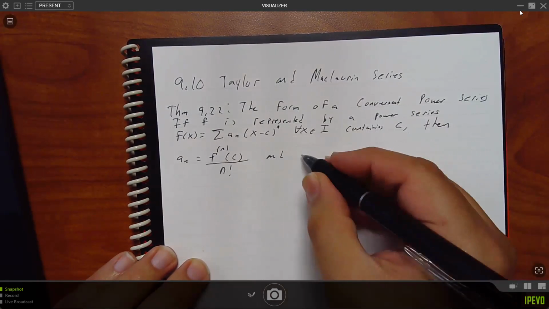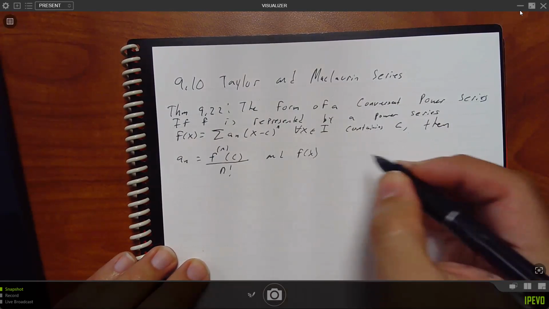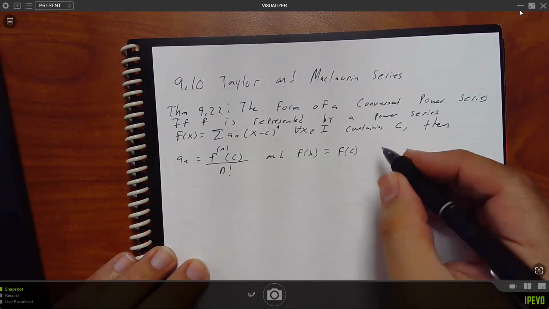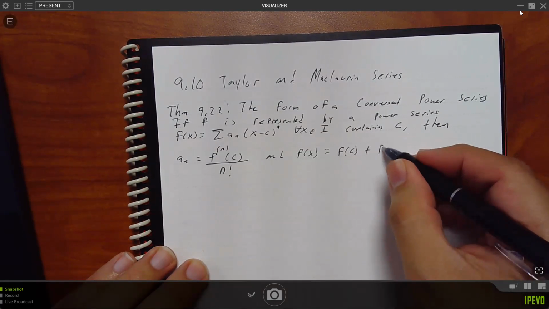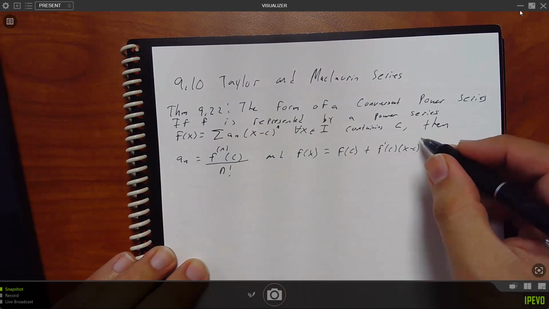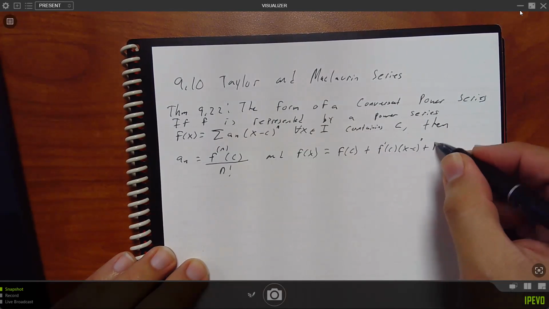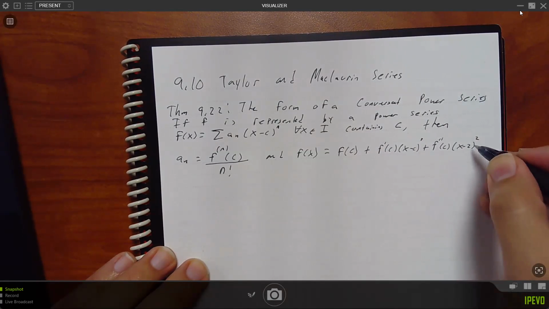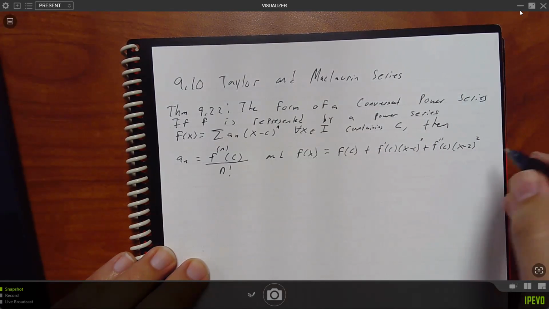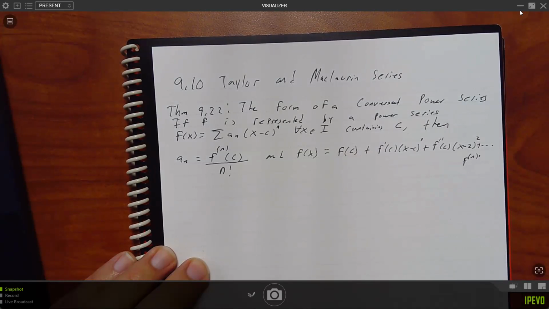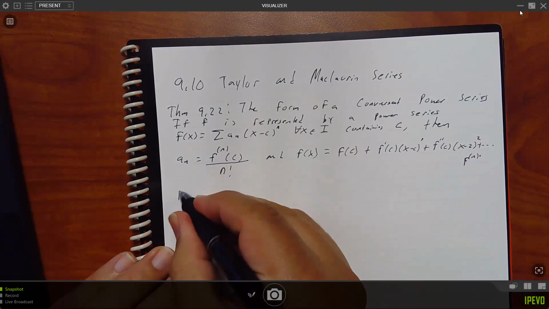And f of x would be equal to f at c plus f prime at c times x minus c to the first power plus second derivative at c times x minus c squared, all the way until the nth derivative. You know what? I'll write it over here. It's better. I'll rewrite this.